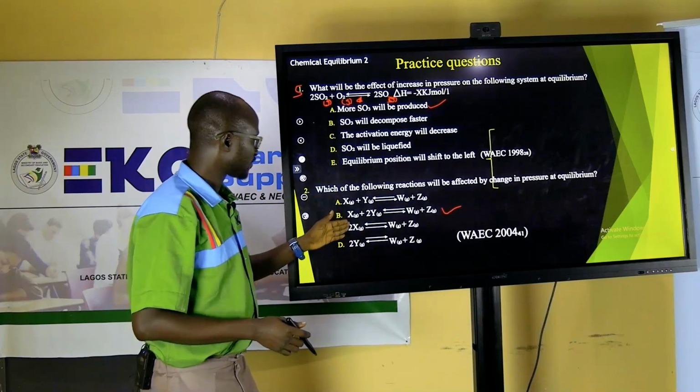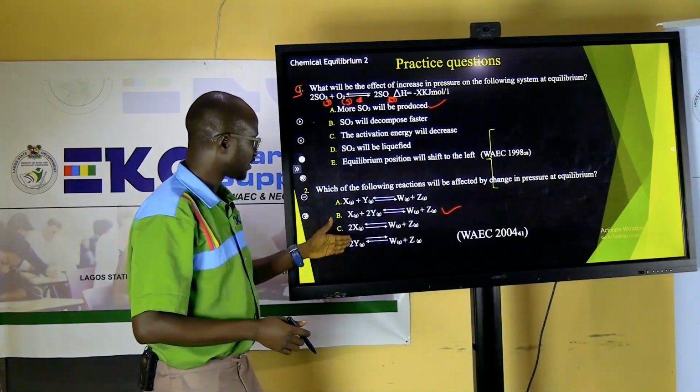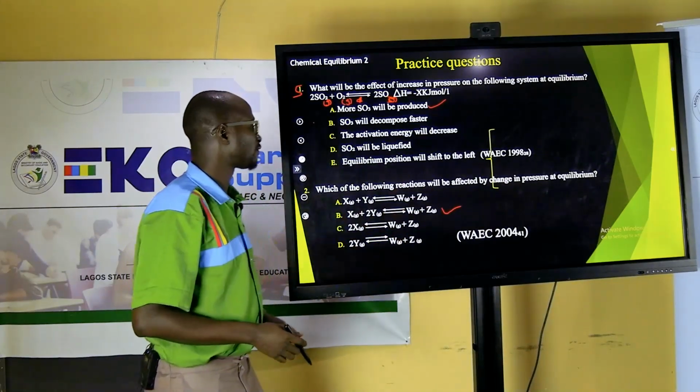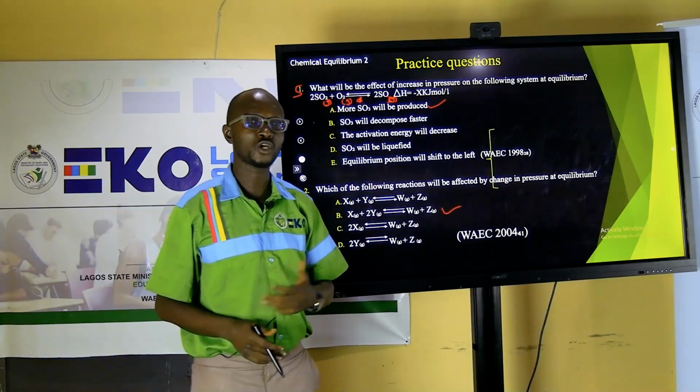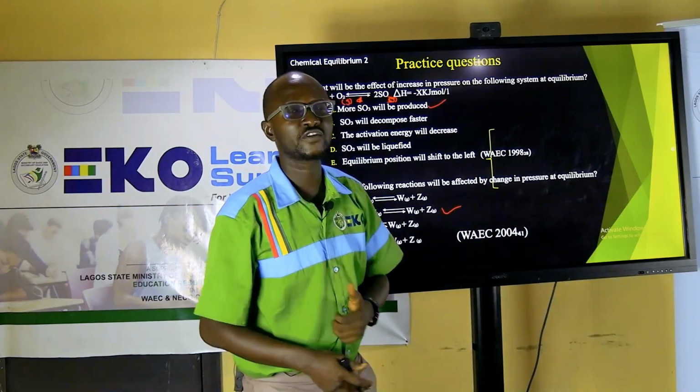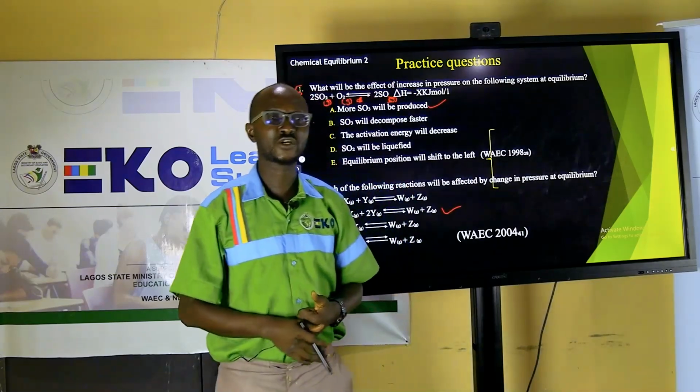If you look at C, this is 2, this is 2. If you look at D, this is 2, this is 2. So our obvious answer is B. We believe with this, we will all be able to confidently solve any questions on chemical equilibrium.